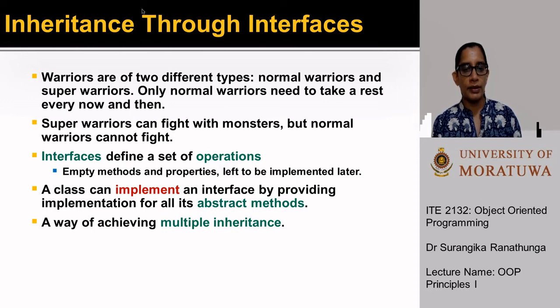So in other words, interfaces are a way of achieving multiple inheritance. Unlike extending a class, we can implement any number of interfaces. An interface just has the method signatures. It says what methods are supported by a class that implements this interface, but the actual implementation has to be provided by the class that implements this interface. So let's look at another example related to the previous one to understand this concept.